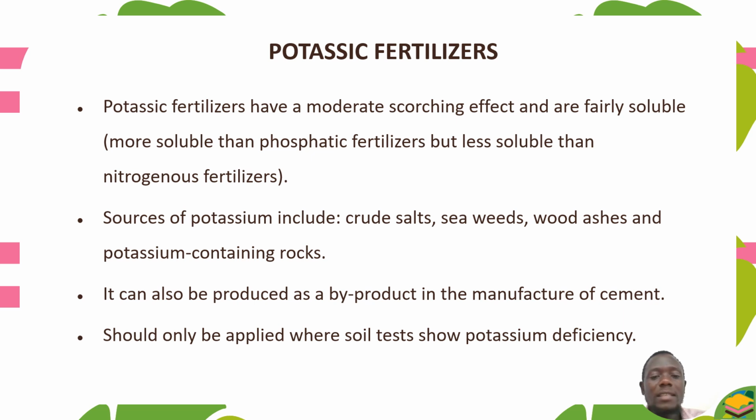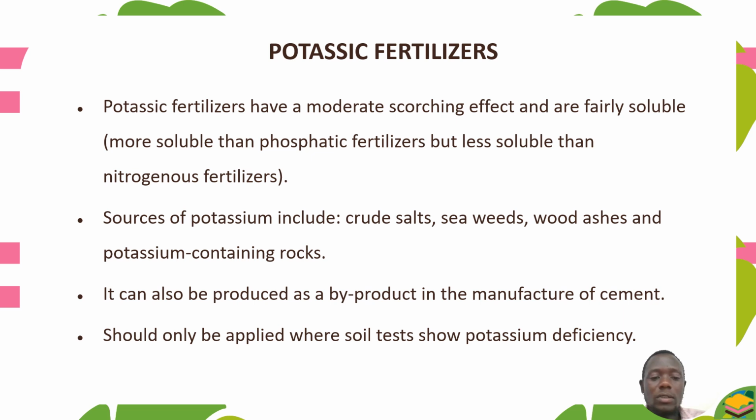Then sources of potassium include crude salts and seaweeds. All these are sources of potassium. Talk of wood ashes and potassium containing rocks. There are some rocks that contain potassium. It can also be produced as a byproduct in the manufacture of cement. When they are manufacturing cement, potassium can be produced as a byproduct.